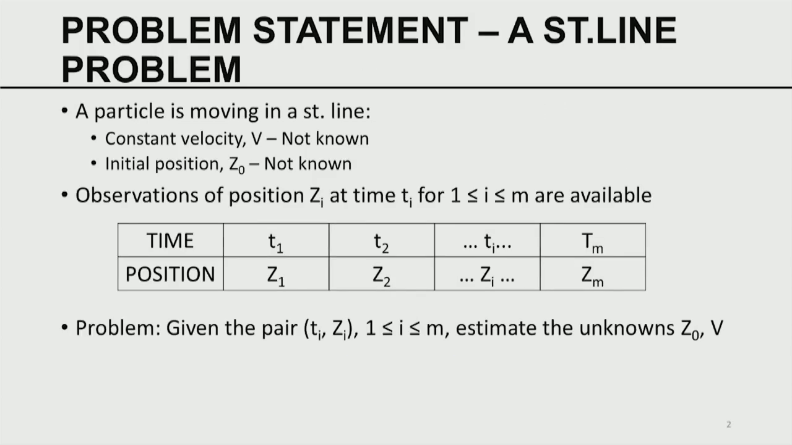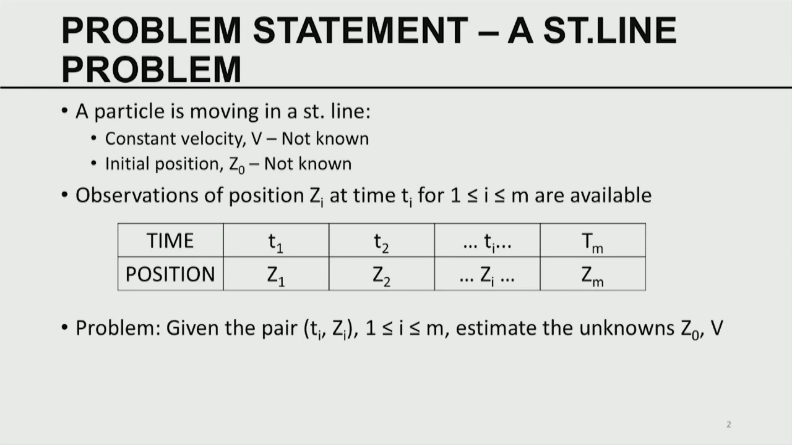I would like to start by describing an example. This is called a straight line problem. Suppose a particle is moving in a straight line. The particle is moving at the velocity v. It started at an initial position z naught. We do not know where it started. We do not know z naught. We do not know what the velocity of the motion is. We can only observe the position zi of the particle at time ti.